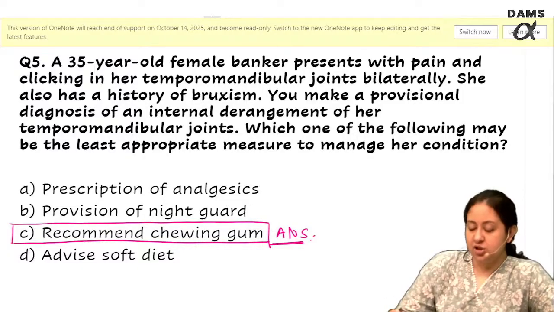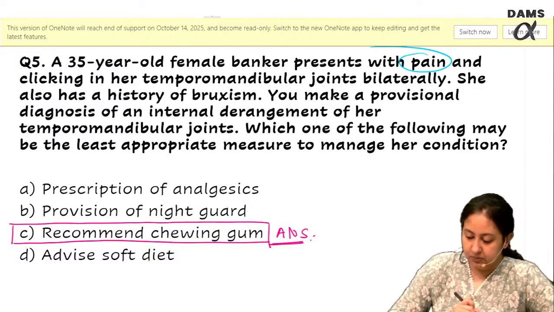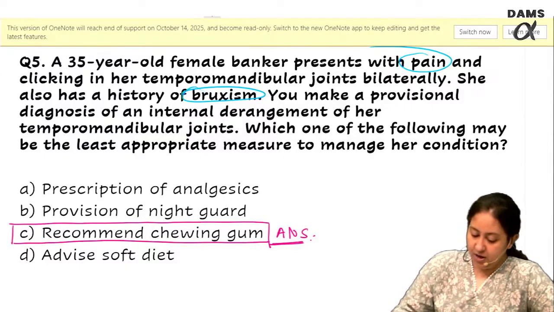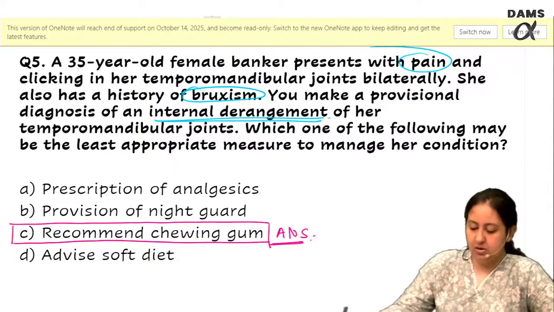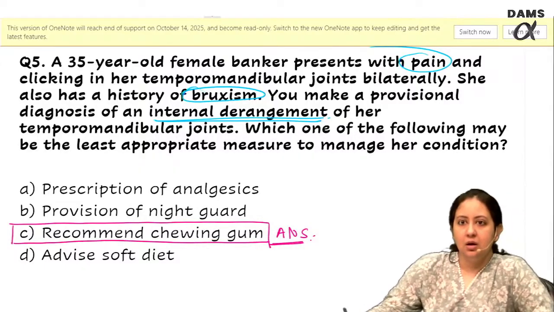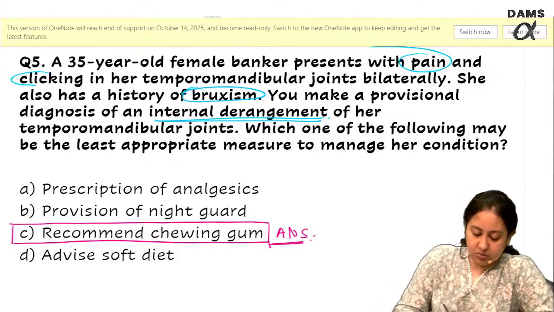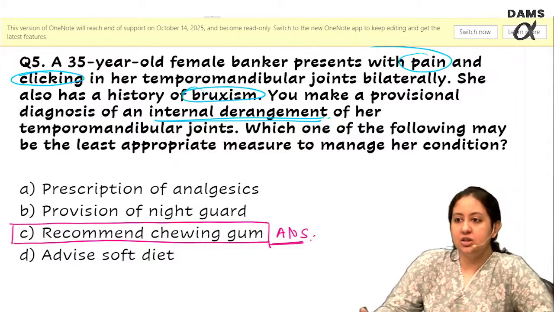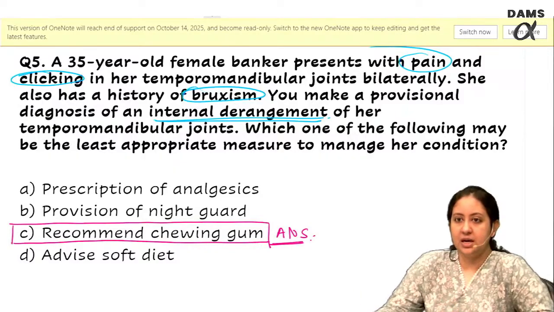Okay, the patient is in pain. She has a history of bruxism, and you have made a provisional diagnosis of internal derangement. There is also clicking and pain, clicking bilaterally. So in such a condition, rather than causing exaggeration of the condition, you will try to get the condition to subside. So you will advise rest.